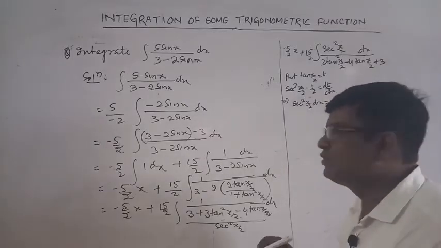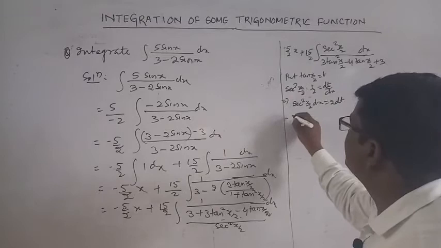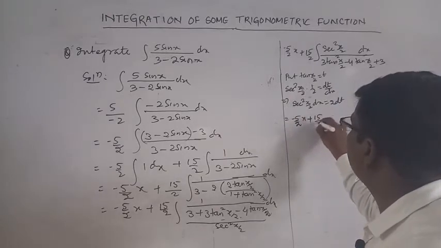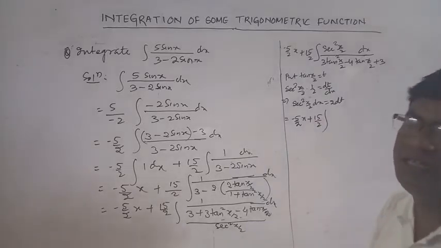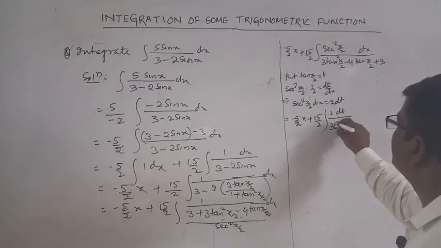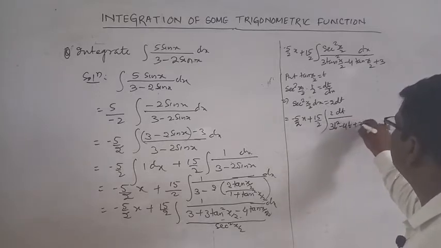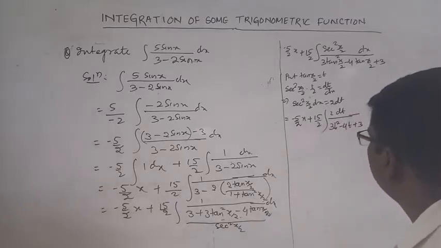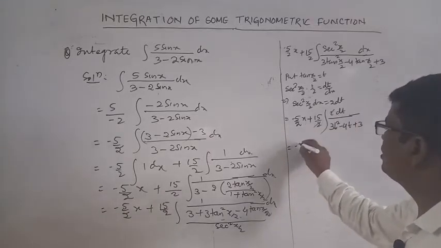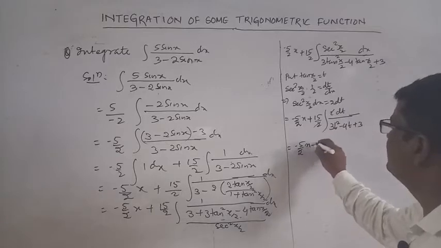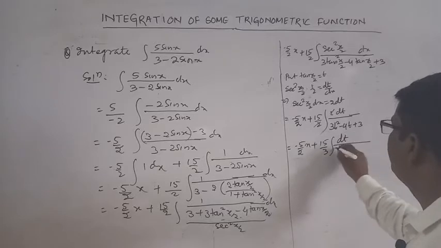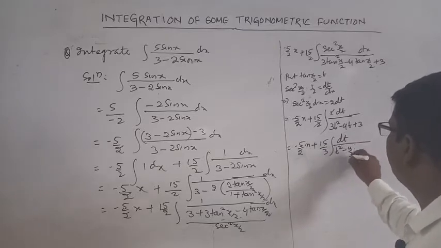So putting this here, it is equal to minus 5 by 2 x plus 15 by 2, integration of 2 dt divided by 3t square minus 4t plus 3. So take 3 common and 2 cancels here. Minus 5 by 2 x plus 15 by 3, dt by t square minus 4 by 3 into t plus 1.